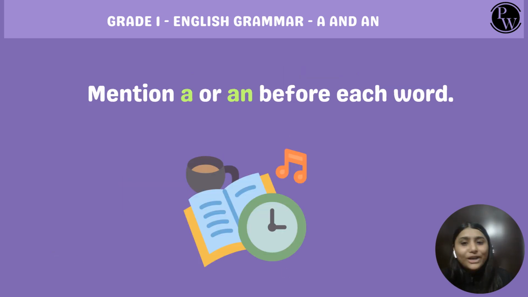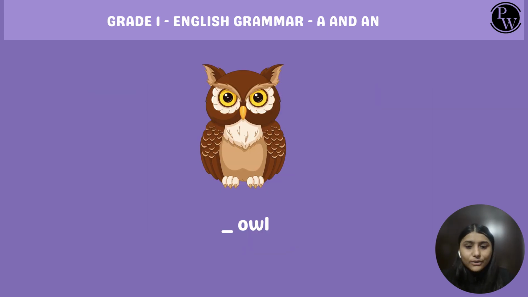Review time. Now, ready to mention a or an before each word? This is going to be fun. Okay, dash owl. What do you think? We'll use a or an here. Absolutely right. We'll use an here. We say an owl because the word owl begins with a vowel O and makes a vowel sound. Owl, an owl.